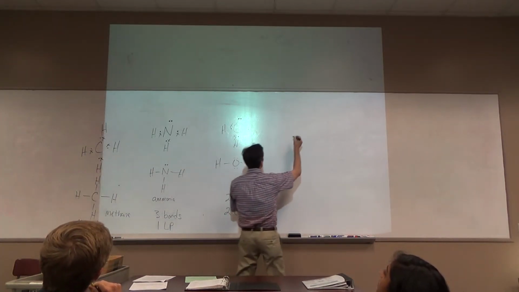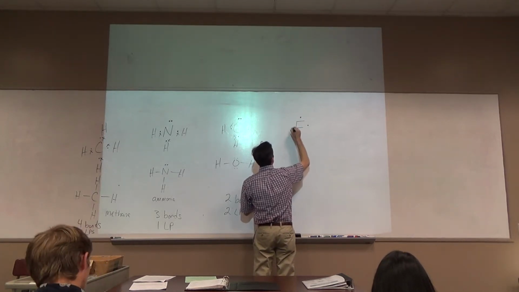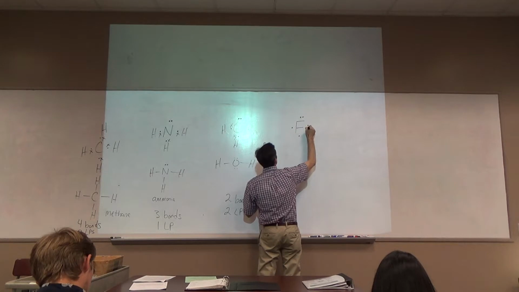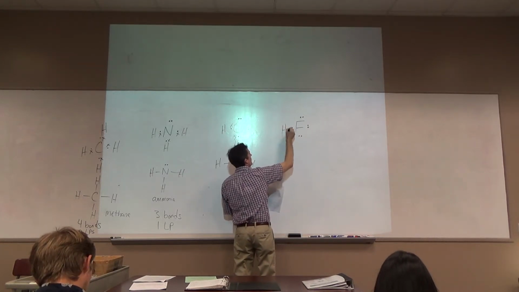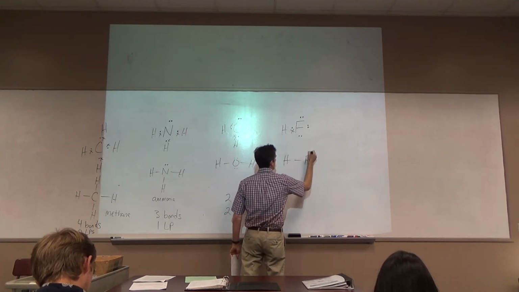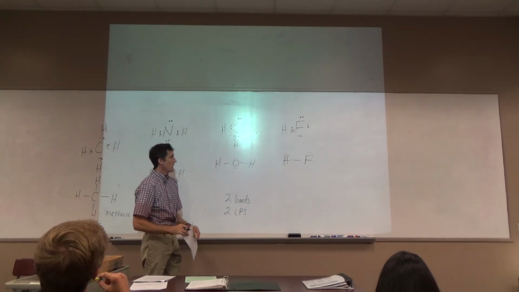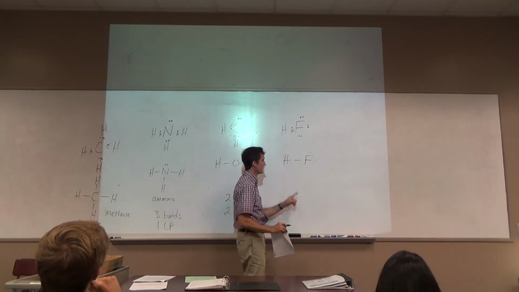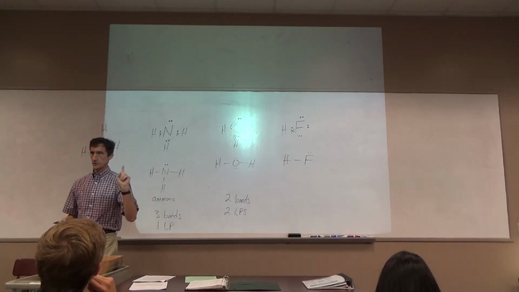Standard bonding. What's next? Fluorine. 1, 2, 3, 4, 5, 6, 7. How many bonds do we need to make? 1. We can make HF. 3 lone pairs. Now, a lot of times you see these drawn, you may not see the lone pairs shown.